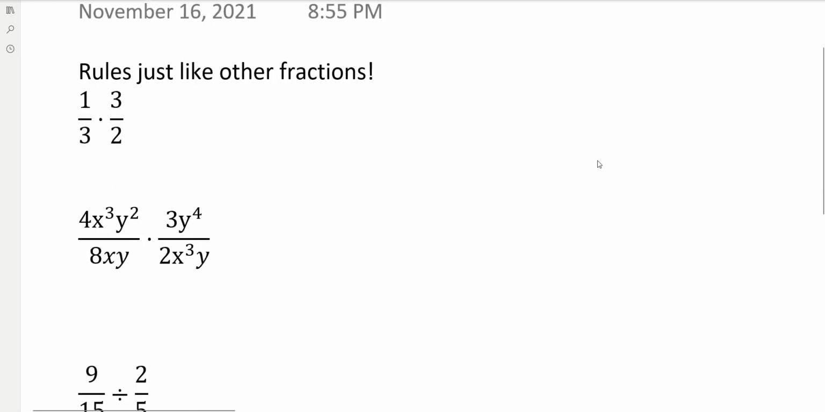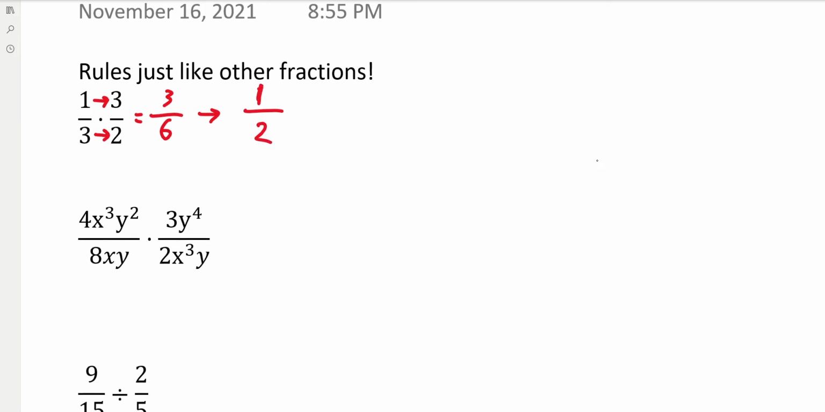If you remember probably from grade 9, you look into this a little bit, but also before that and maybe since that. You multiply just directly across. So 1 times 3 is 3, 3 times 2 is 6. And then we can simplify. So divide by 3, top and bottom, and we'd get 1 over 2.